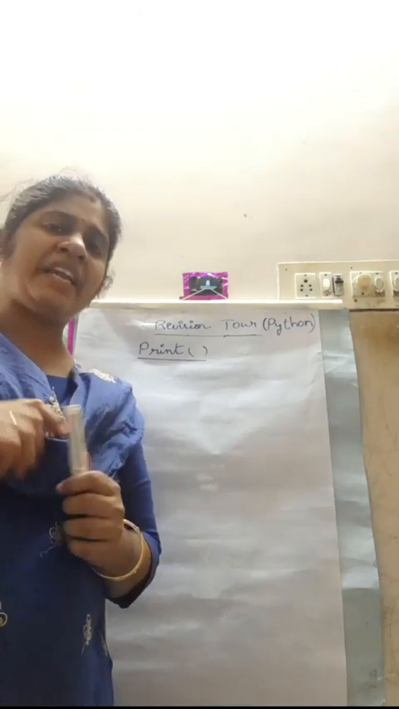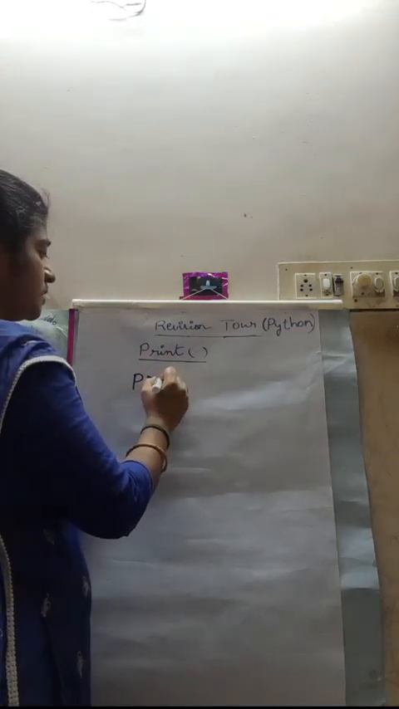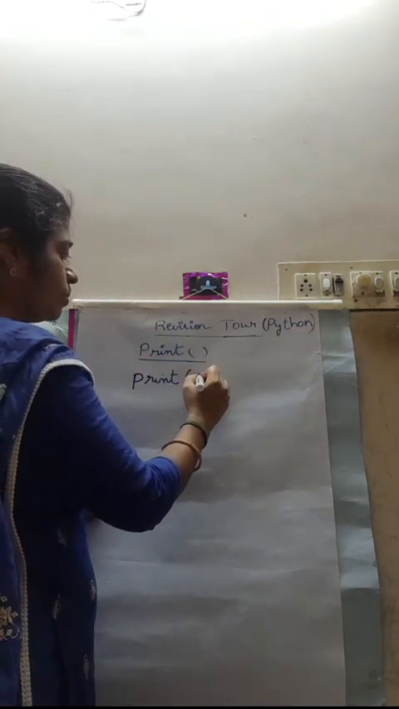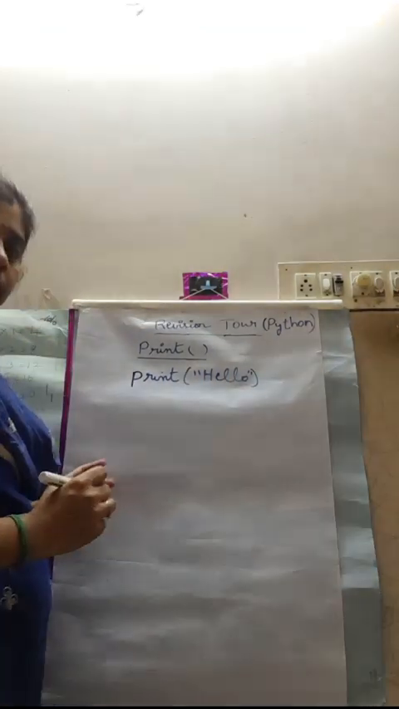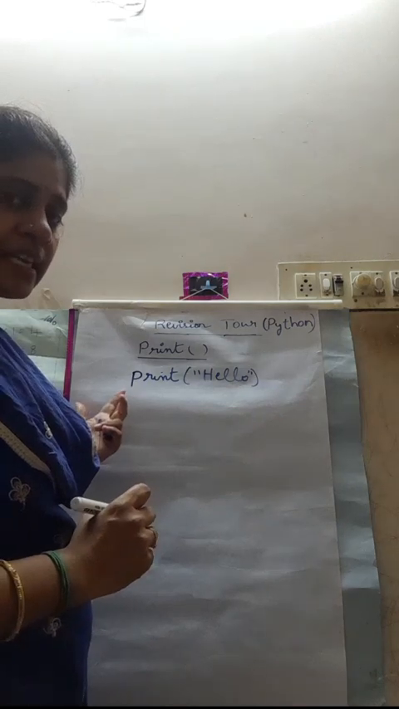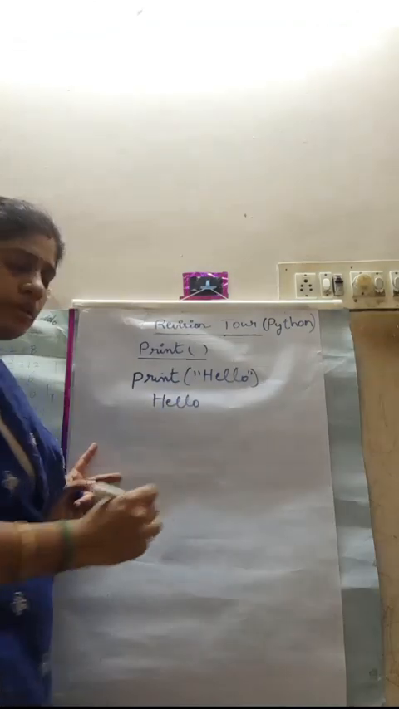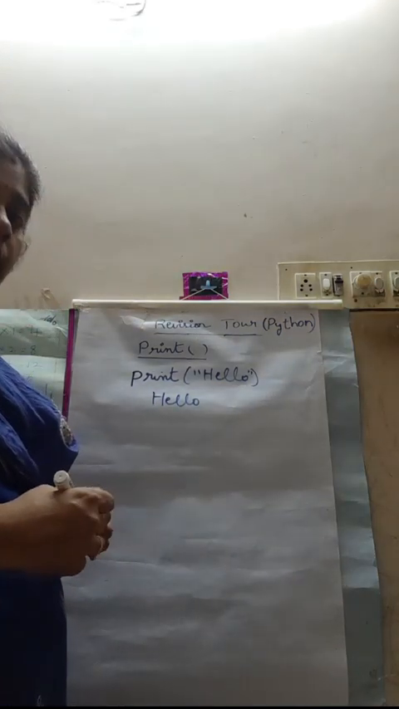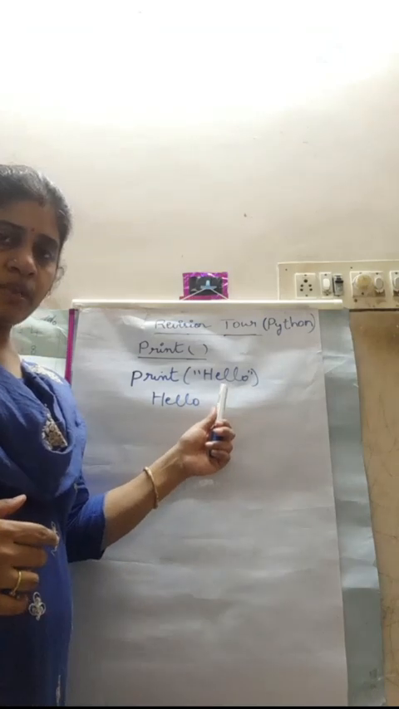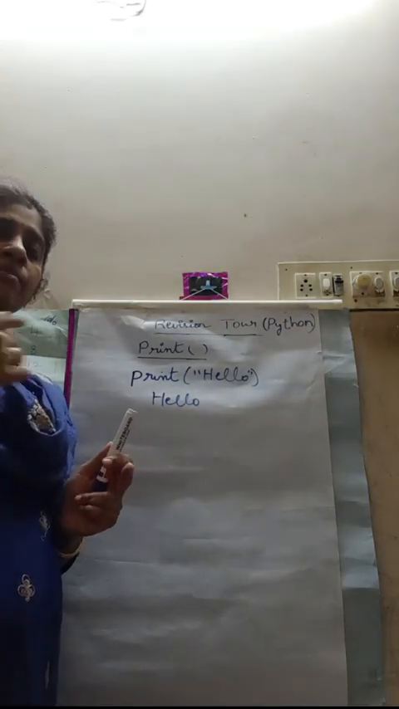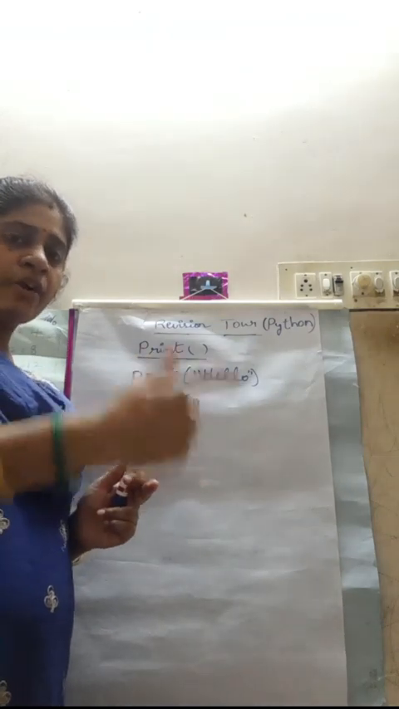Now we will see a simple print statement. I just write print hello. So what will happen here? When you run this statement, you will get the output as hello. Here I have specified only one object, hello. Now if I want to write more than one object, generally we write them separated by commas.